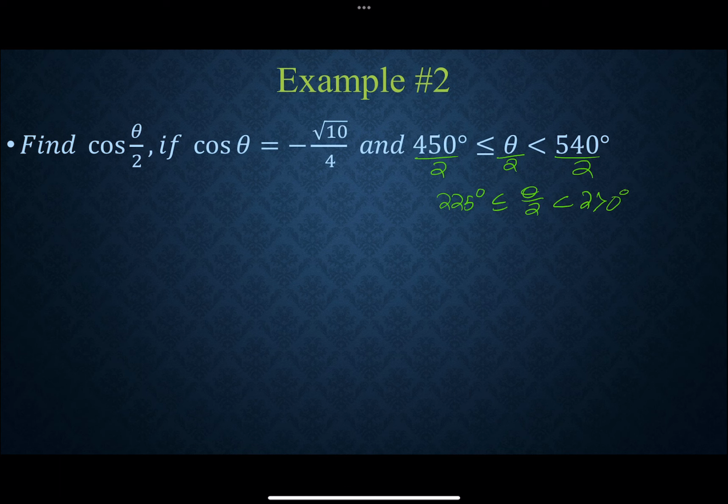So we can see theta over 2 is operating in half of quadrant 3, where cosine theta would be negative, so we're going to use the negative square root formula.